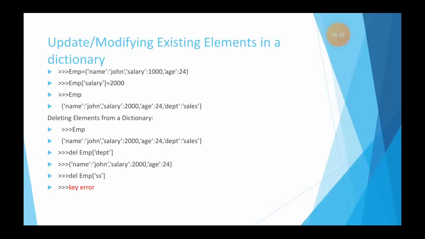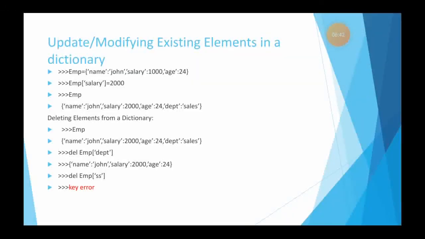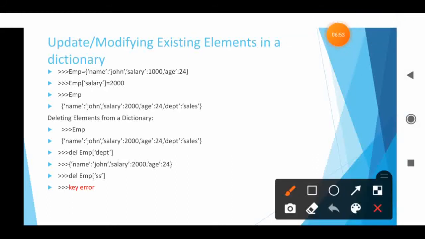Updating and modifying the existing elements in a dictionary. How can we update and modify the elements in the dictionary? We have created the dictionary already, named EMP. Now I am going to change the value of the key salary to 2000.